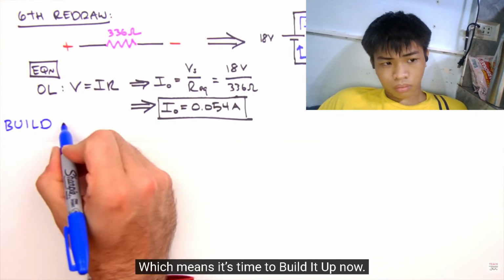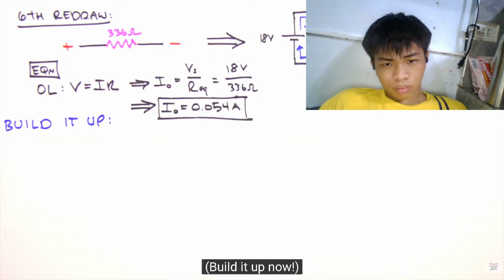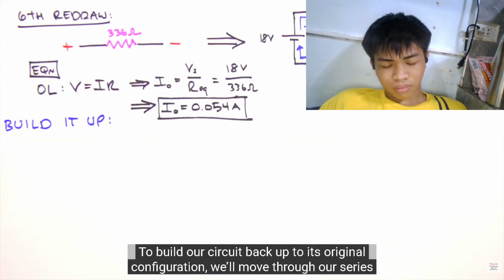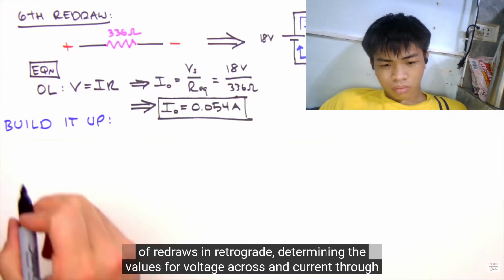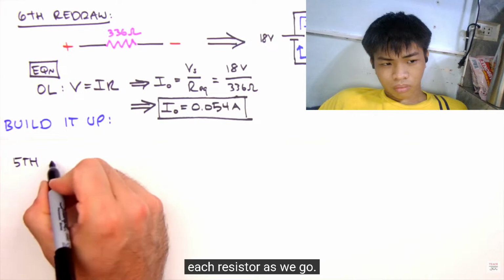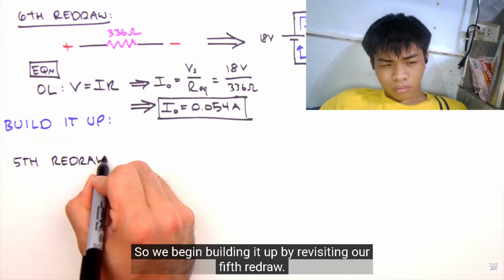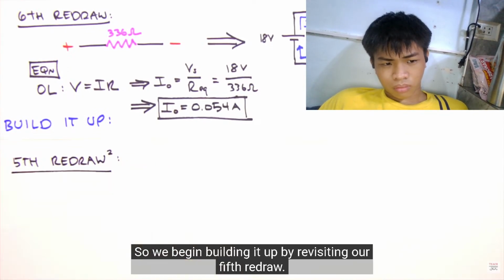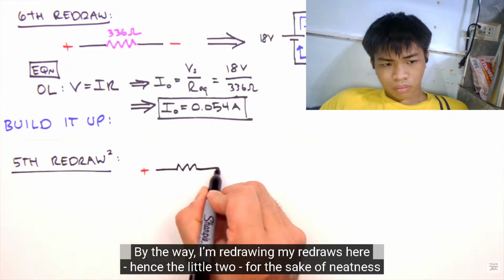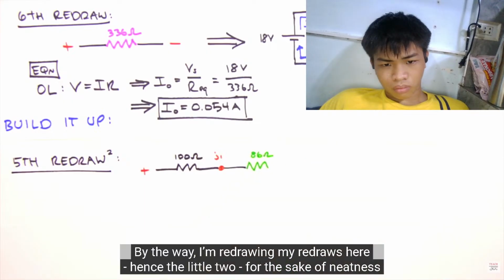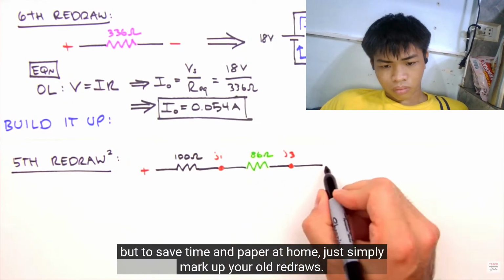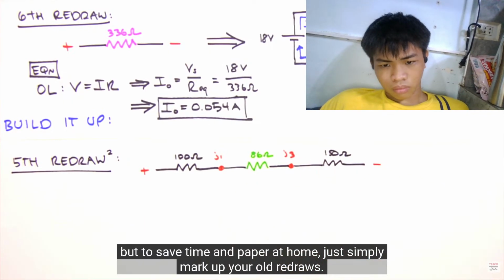A value for the current leaving and re-entering the battery marks the halfway point in our analysis, which means it's time to build it up now. To build our circuit back up to its original configuration, we'll move through our series of redraws in retrograde, determining the values for voltage across and current through each resistor as we go. So we begin building it up by revisiting our fifth redraw. By the way, I'm redrawing my redraws here, hence the little 2, for the sake of neatness. But to save on time and paper at home, just simply mark up your old redraws.